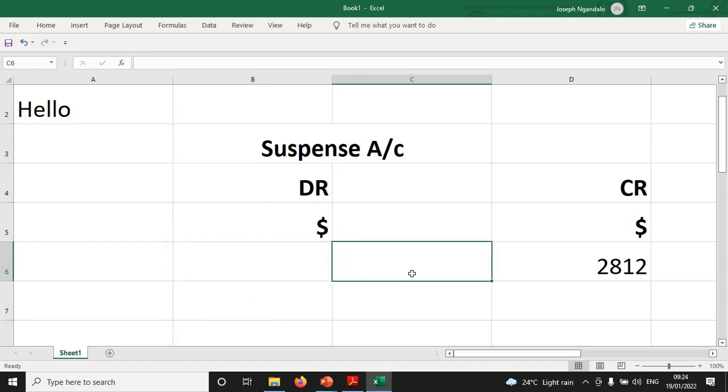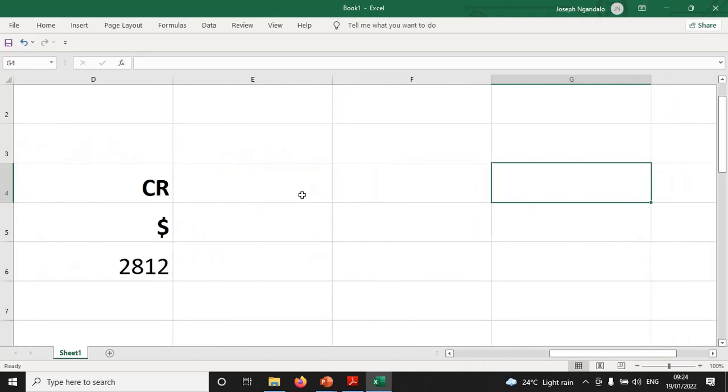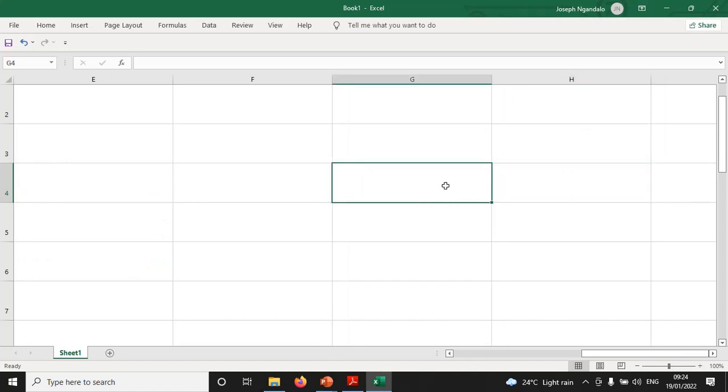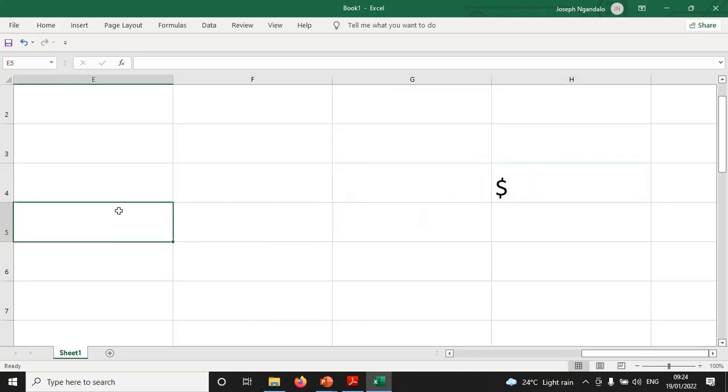Okay, so the trial balance, I think I was okay. Trial balance figure is 2812. So let's begin to go through the transactions there. We're identifying the account to do what? To debit, and the account to do what? To credit, right? So the first item, what do we have?